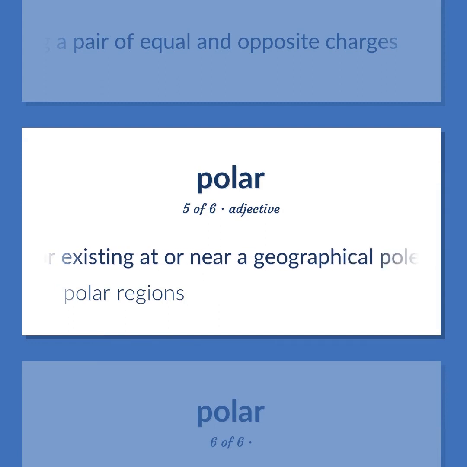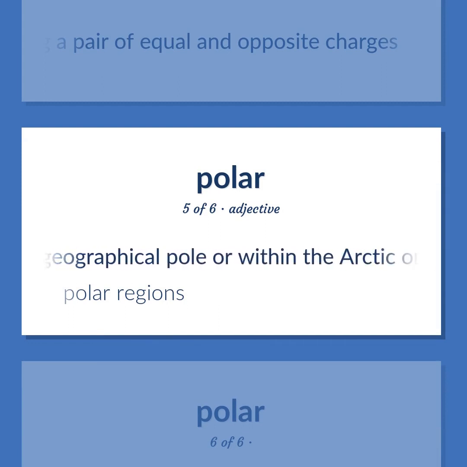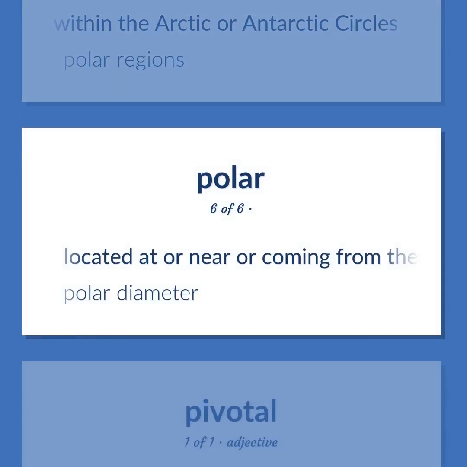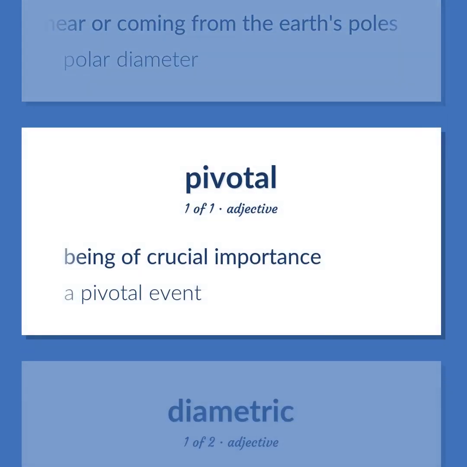Of or existing at or near a geographical pole or within the Arctic or Antarctic circles. Polar regions. Located at or near or coming from the Earth's poles. Polar diameter. Being of crucial importance. A pivotal event.